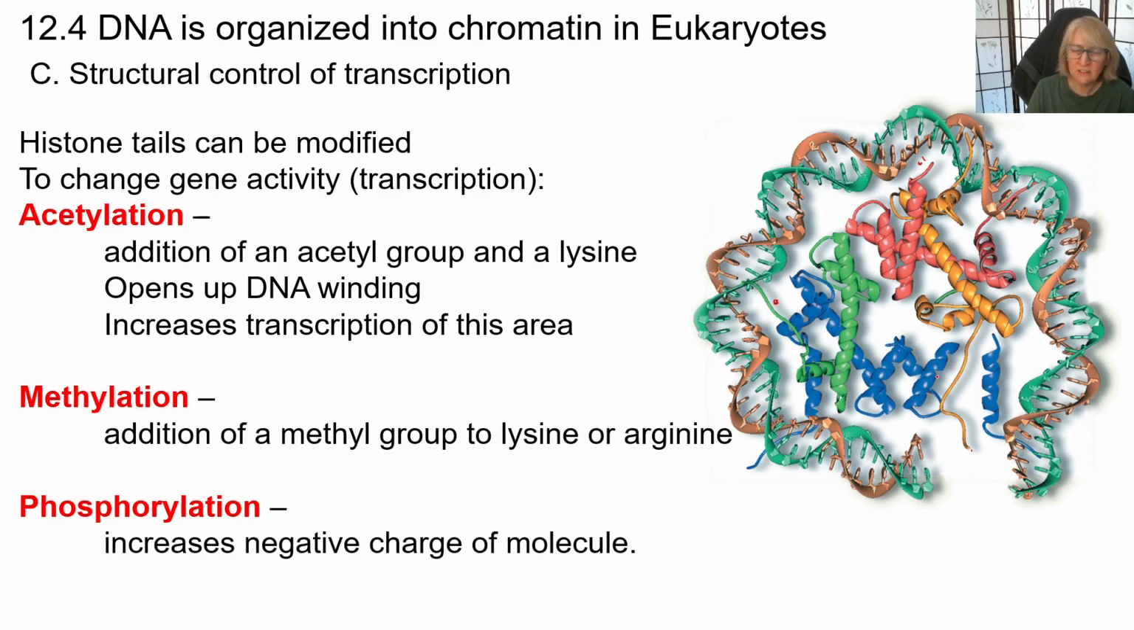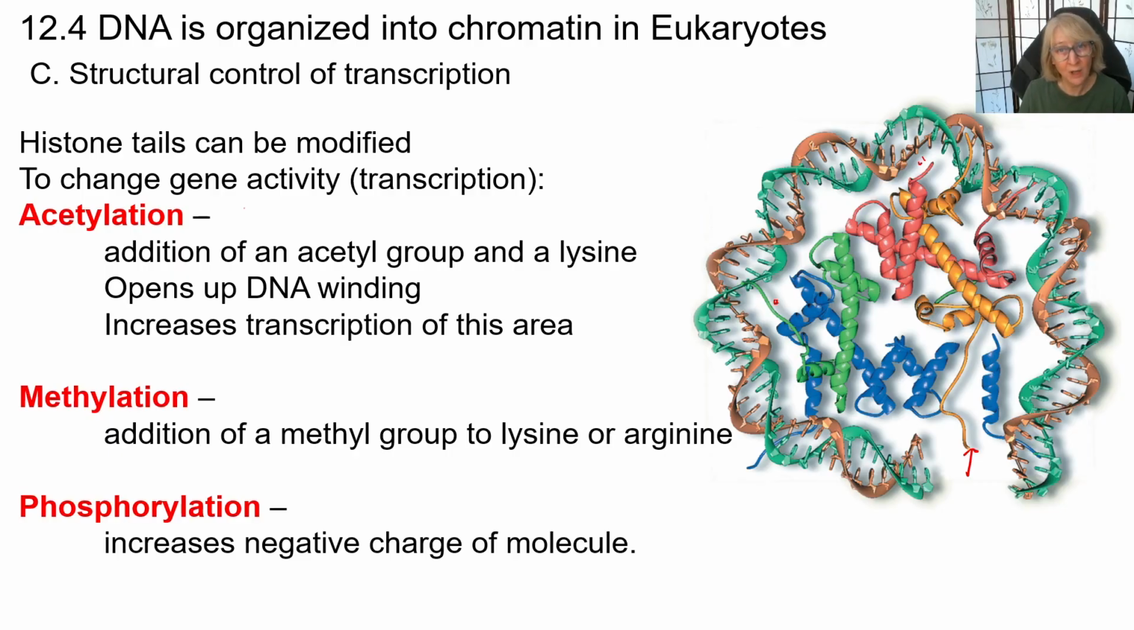These little tails that stick out, I can change the accessibility of this DNA to RNA polymerase by putting things on this tail. My options are an acetyl group. Adding an acetyl group, or acetylation, will open up this area. It makes it more non-polar. So acetyl groups are non-polar in their structure.